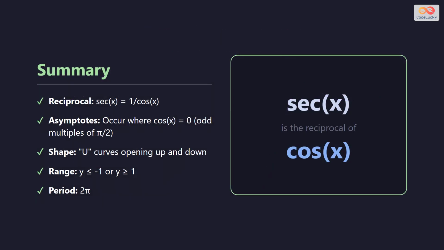To summarize, graphing secant is all about reciprocals. Remember that secant is 1 over cosine. The zeros of cosine become your vertical asymptotes. The peaks of cosine become the bottoms of the upward curves, and the valleys of cosine become the tops of the downward curves. Keep these rules in mind, and you will be able to graph any secant function.